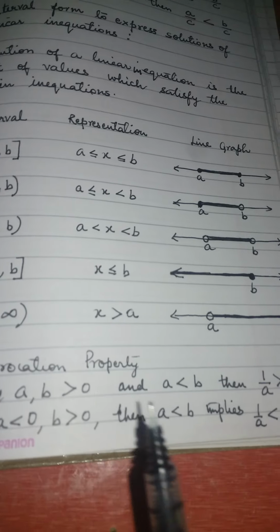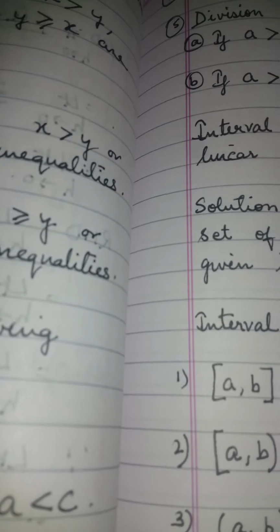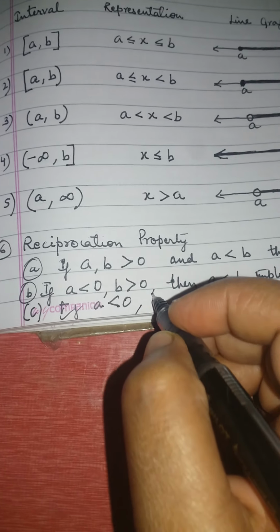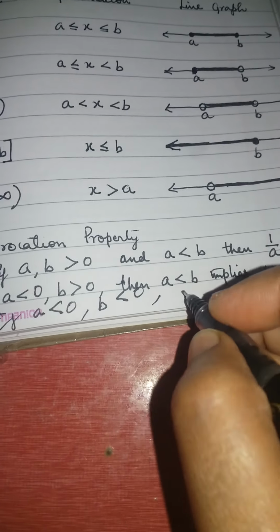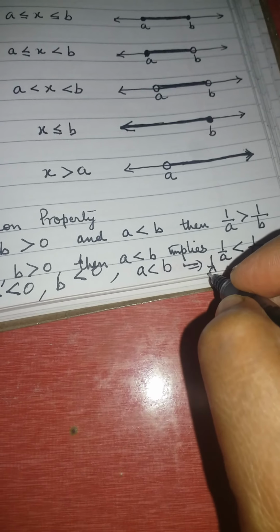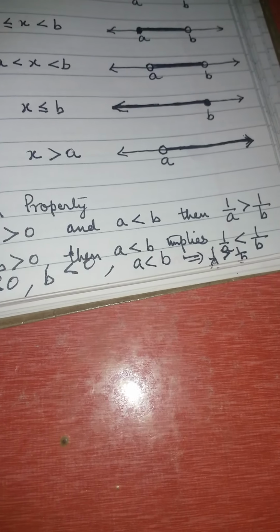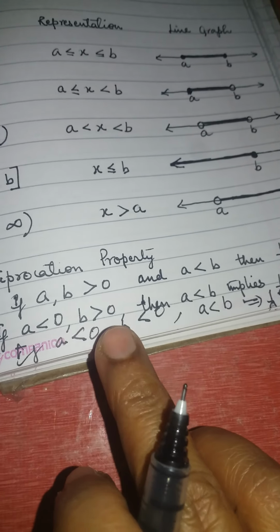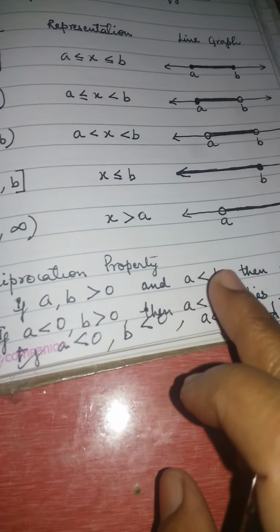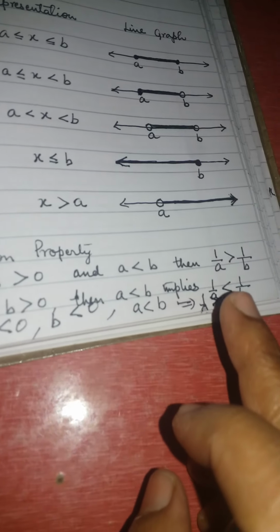If both are negative, I can deal with the third case also. The third case says if a is less than 0 and b is also less than 0, then a less than b implies that 1 by a will be greater than 1 by b. Right, so in the third case, if both the numbers are of the same nature, both positive or both negative, then on reciprocation the sign changes. But if one is negative and one is positive, then on reciprocation the sign will not change.